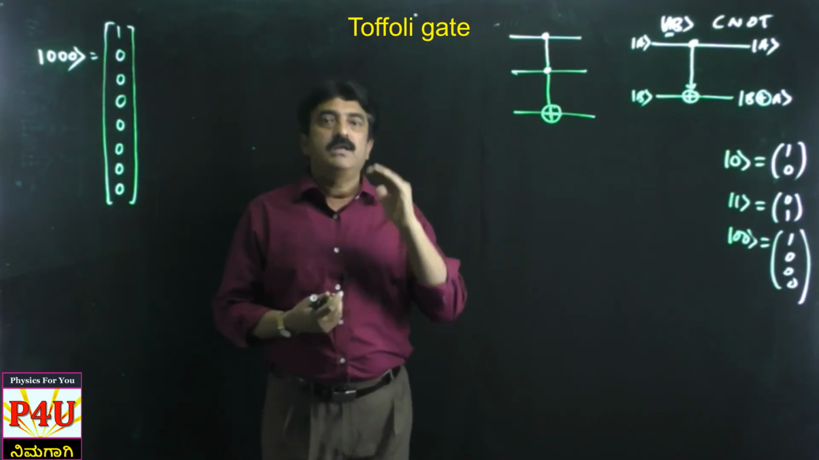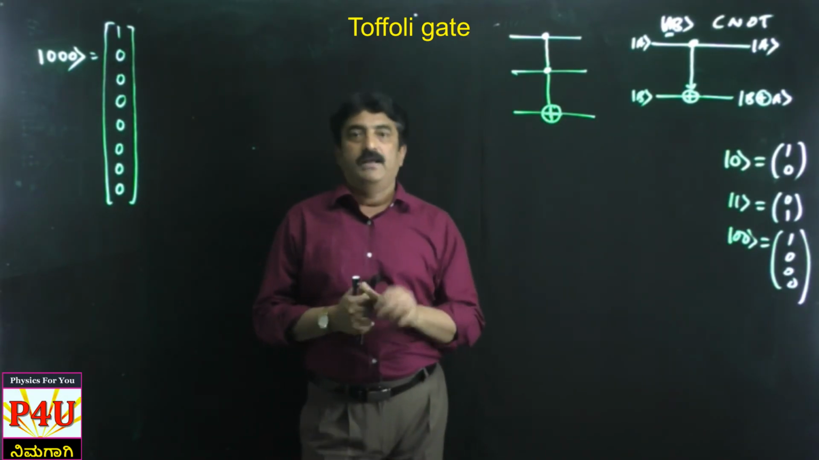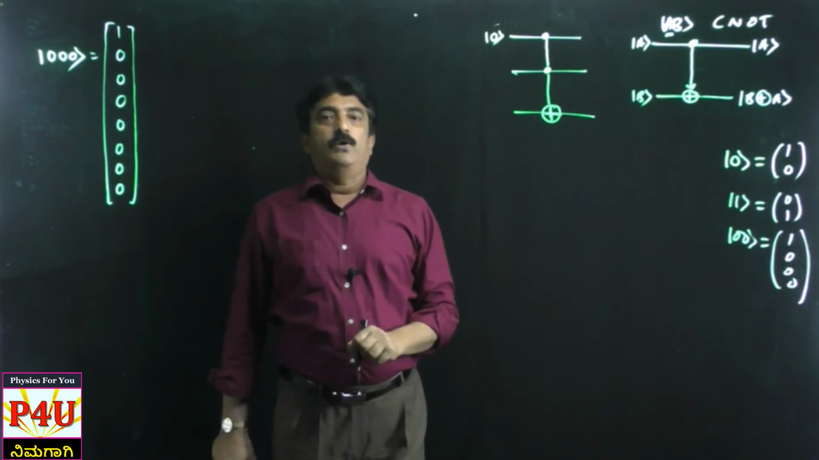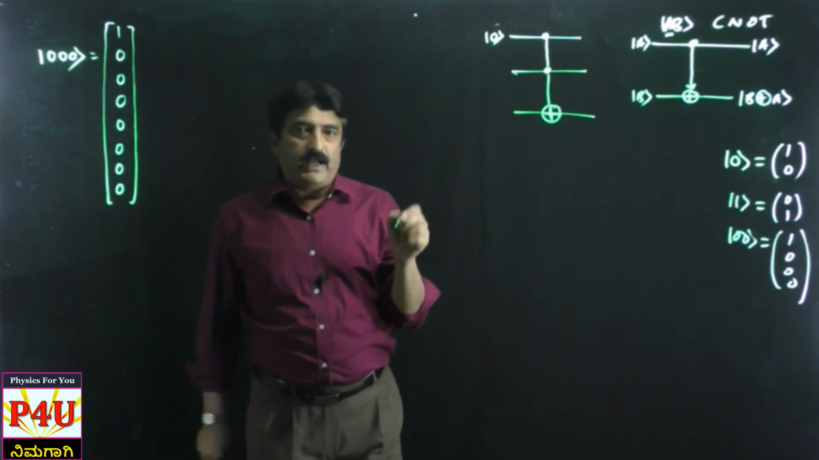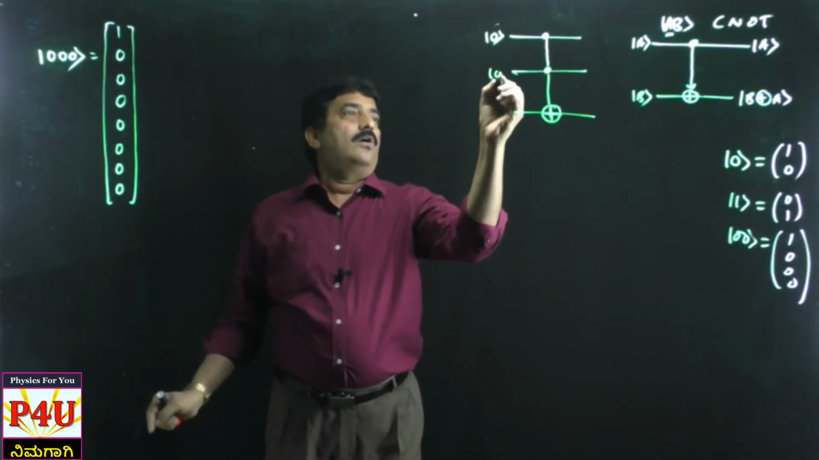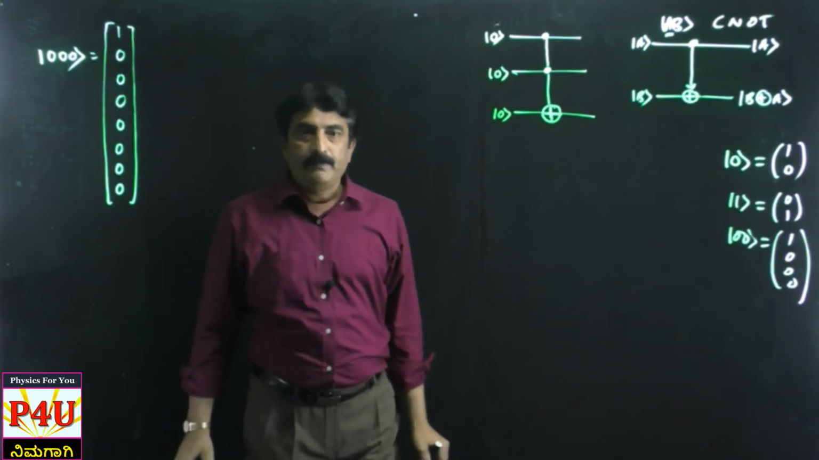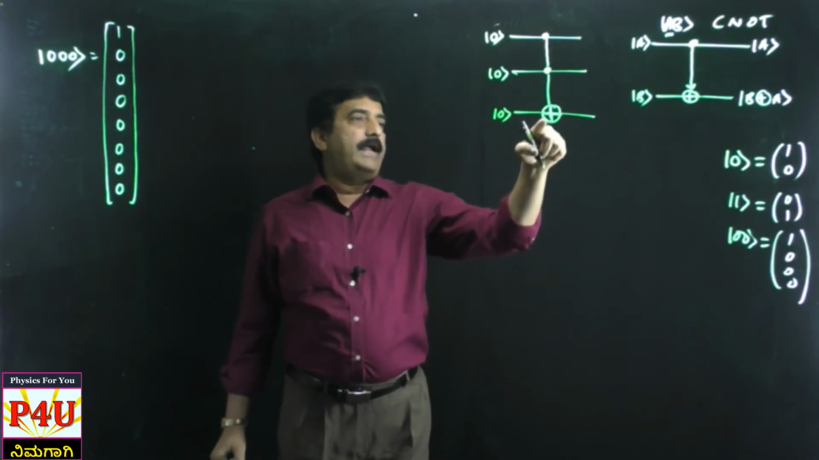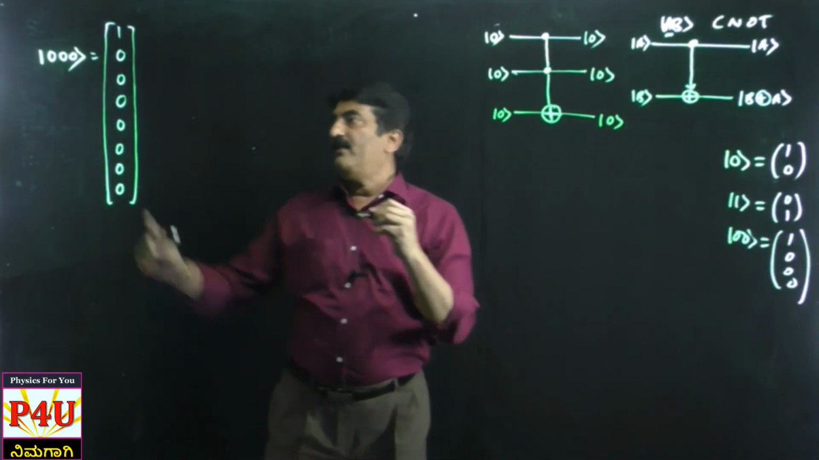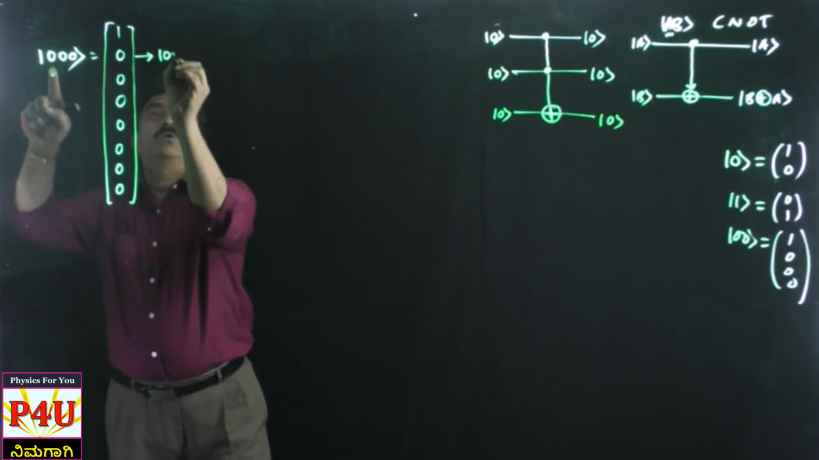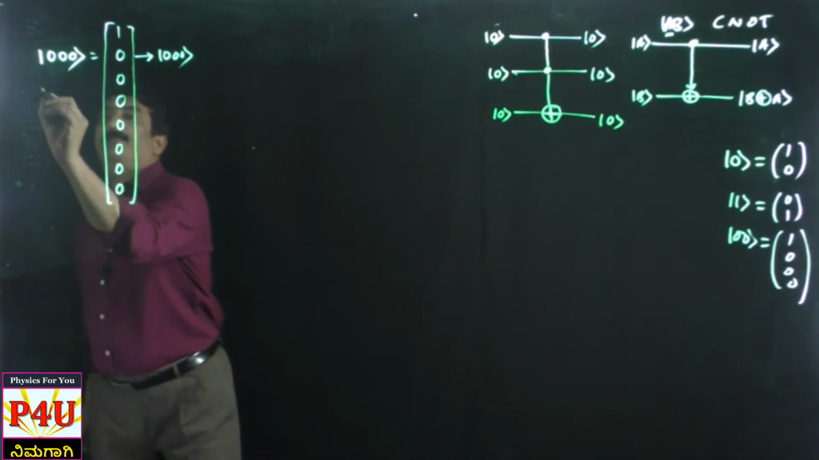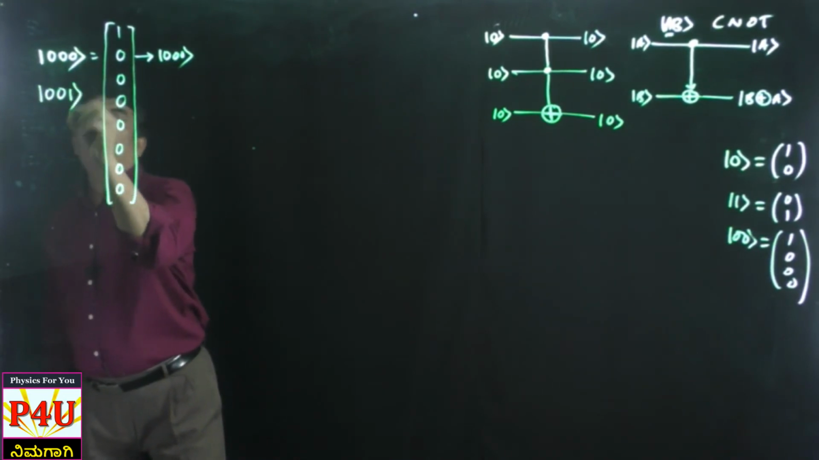Now how it functions, how it works, that is very important. See, if the control is 0, it won't act. This is a basic principle of CNOT. Now I consider this state, all 3 are zeros. So this won't act, therefore this remains the same. So I have 0, 0 and 0. Therefore this 000 comes out without any variation. Correct? Now let us take up the next possible state, that is 001.